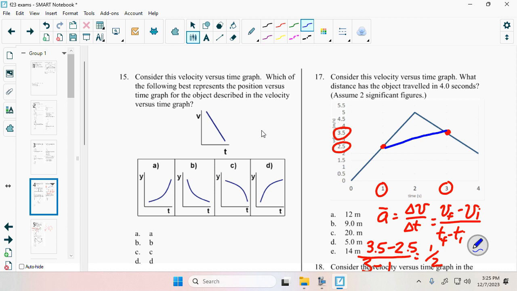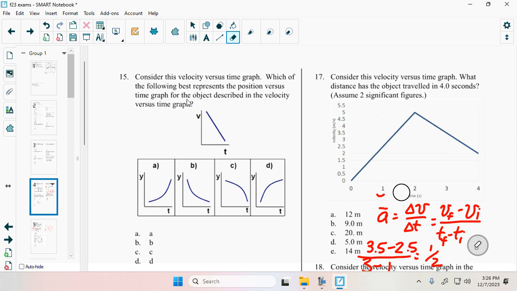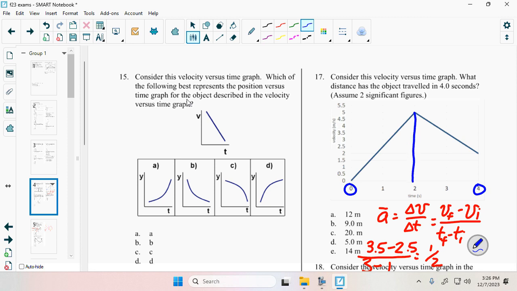There was something about average. I don't remember that it was a calculation. It might have been conceptual, but it would do a similar thing. Oh, that was 17. Oh, no, that was 18. So I was using the graph for 17. Yeah, so if I wanted to find the distance that it travels in 4 seconds, remember, the slope of a v versus t graph is the acceleration, but the area of a v versus t graph is the distance. And since I'm going from 0 to 4, that's going to be the area of this whole graph.